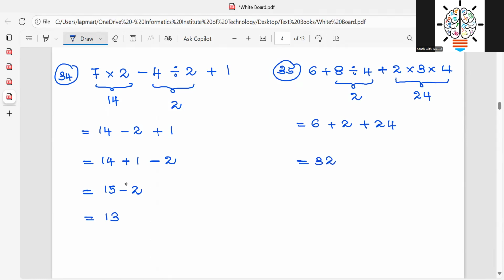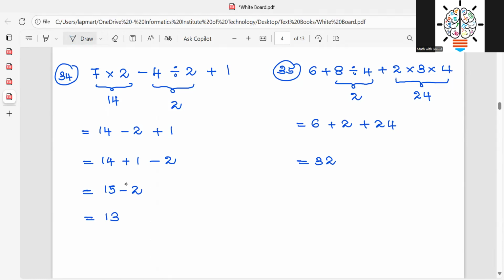I double check: 6 plus 8 divided by 4 plus 2 times 3 times 4. 8 divided by 4, it is 2. 2 times 3, 6. 6 times 4, 24. Yeah, so then 8, 32, correct.